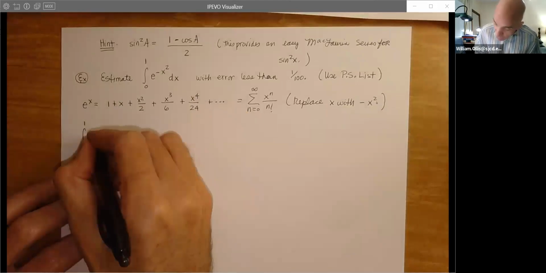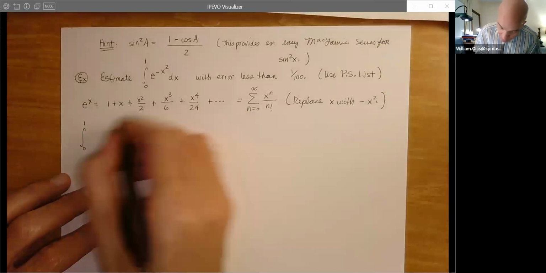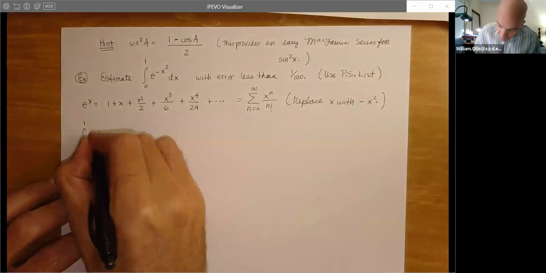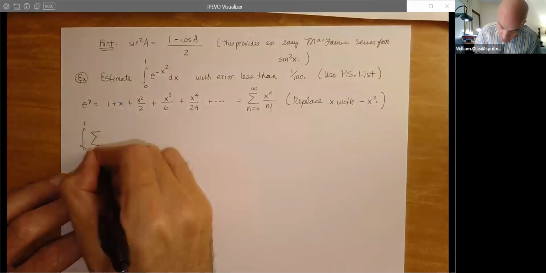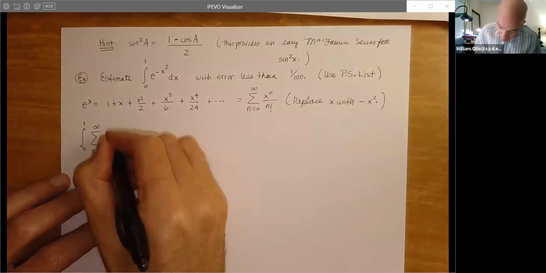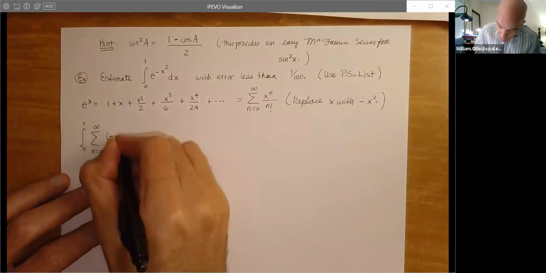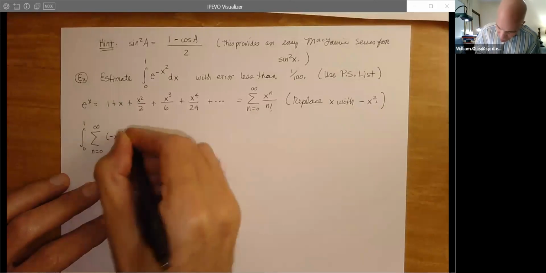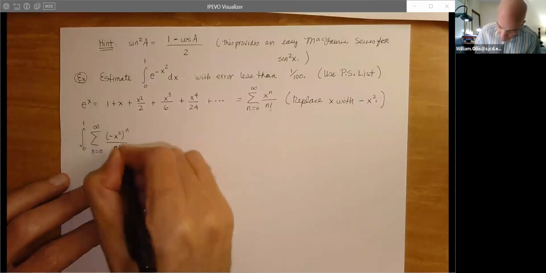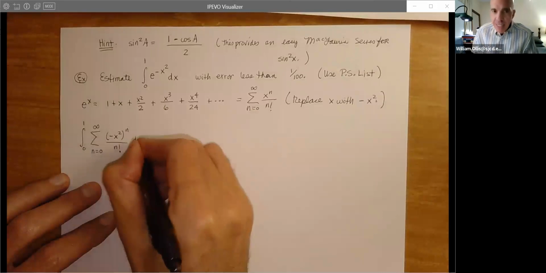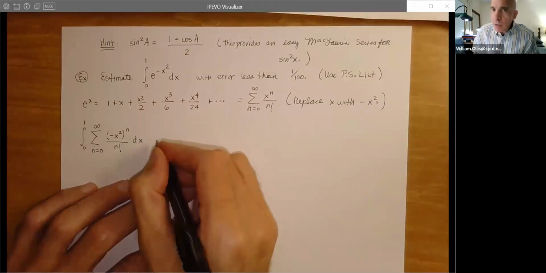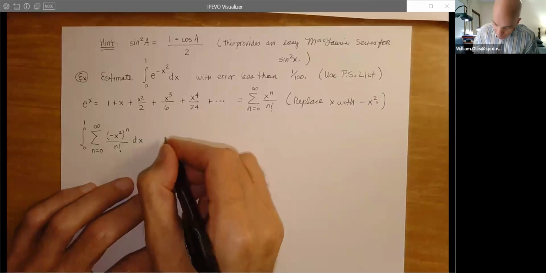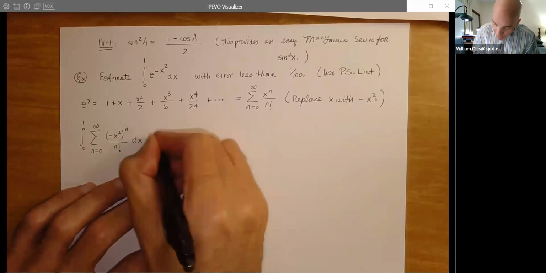So now notice here, the integral of e to the negative x squared will be the sum from n equals 0 to infinity of (negative x squared) to the n over n factorial, dx. How neat is that? We're doing algebra 1 here, and we're actually doing calculus. So now flip it.